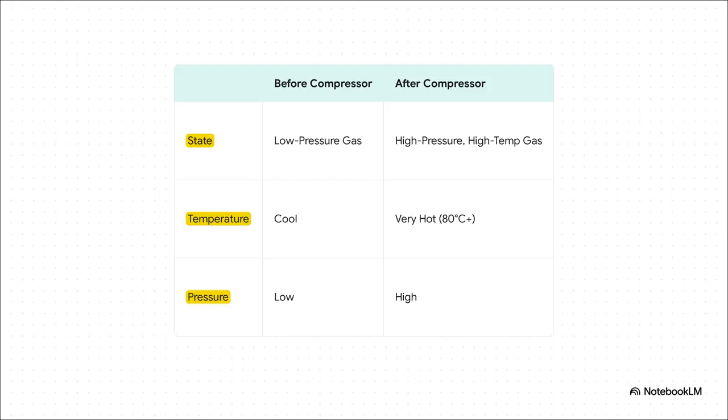And this chart just says it all. It goes in as a cool, low-pressure gas. It comes out as a crazy hot, high-pressure gas. We're talking like 80 degrees Celsius or more. Now it's carrying all that indoor heat, and it's ready to dump it.